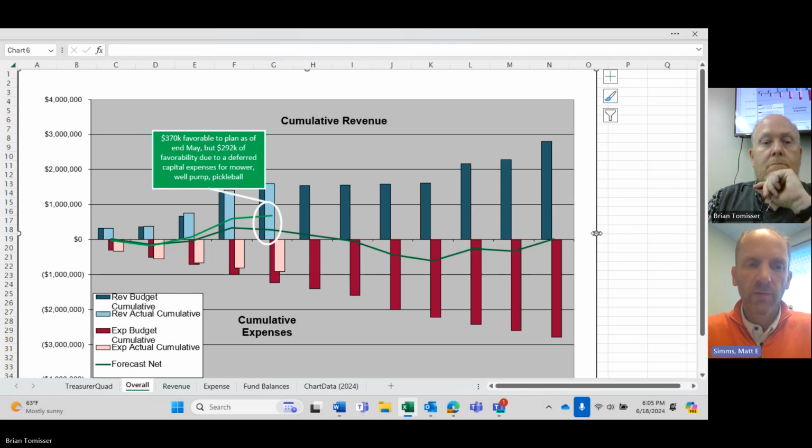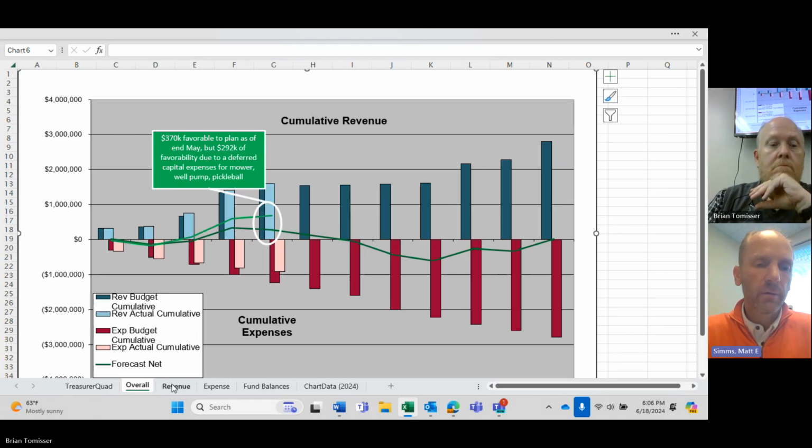It represents favorability of 370K, but that's not a representation of actual favorability because we've got almost 300,000 in deferred capital expenditures. The mower, the well pump, and pickleball. Those will all be expended this year, so they're just being deferred. The mower will be expended this month. The latest word I heard is the well pump is going to be deferred pending the work that we authorized last month for the water system improvements for the aquatic recreation center. And pickleball is pending further advancement of the project. So all those will be expended. So the real favorability is on the order of 80K overall.